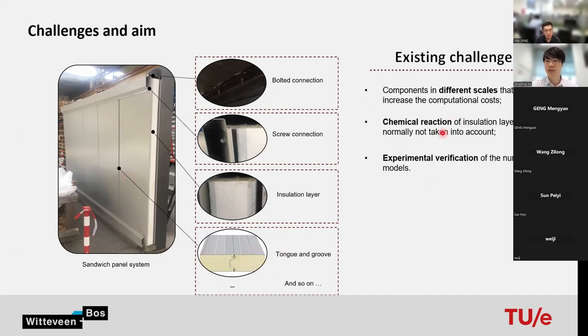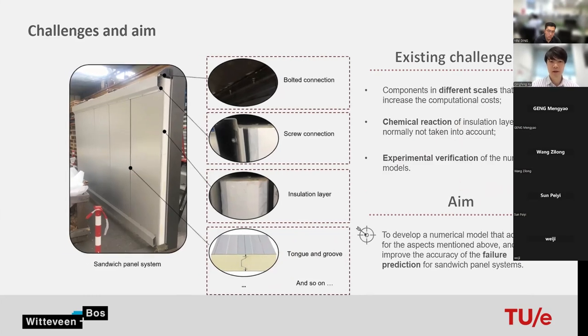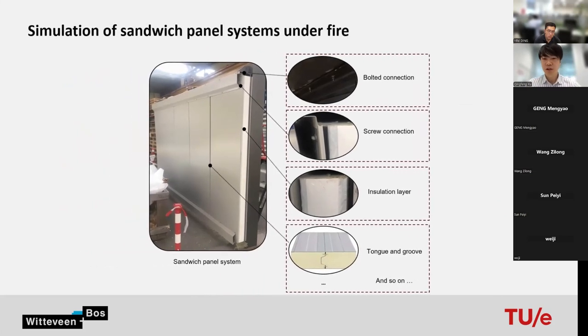So the existing challenges I have listed here are just something I mentioned before. And the aim of my PhD project was to develop a numerical model that accounts for the aspects mentioned above, and finally improve the accuracy of the failure prediction for sandwich panel systems. So I want to use the numerical model to predict the failure of the sandwich panel system during fire. Let's first start with the first two topics of my PhD about connections.